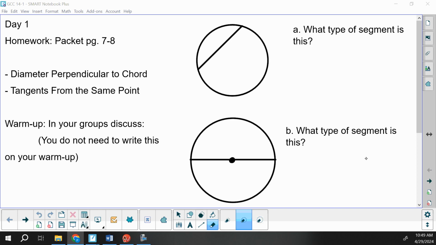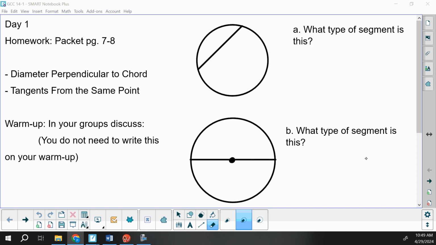We're going to look at two main scenarios today: when you have a diameter that's perpendicular to a chord, and also tangents to a circle from the same point that's outside the circle. As we work through today, we're going to show you some rules and why those rules work out, and then we'll see about applying those in a few problems.